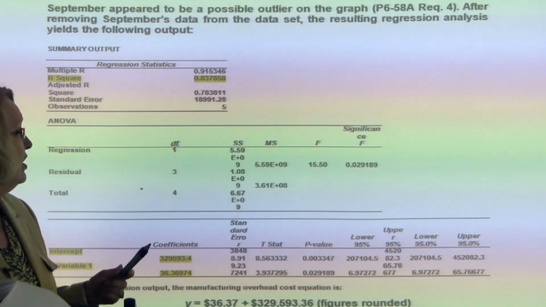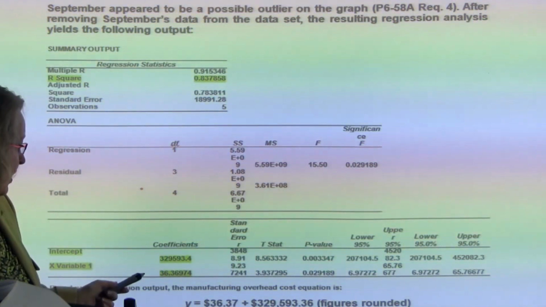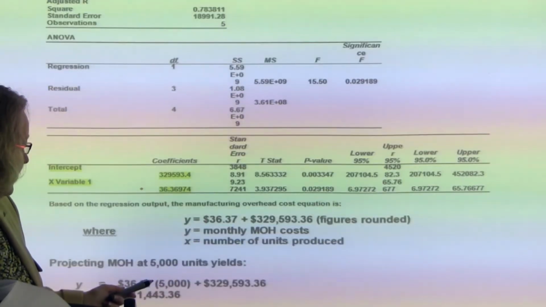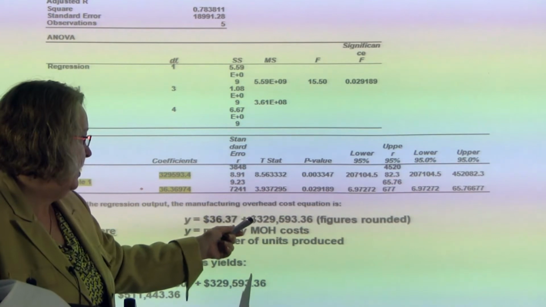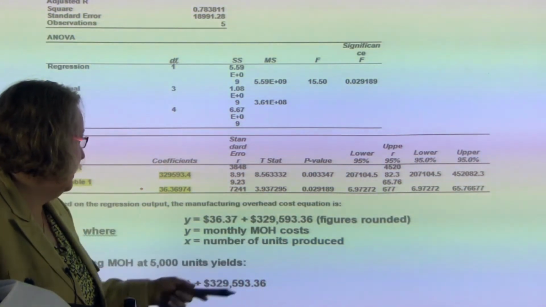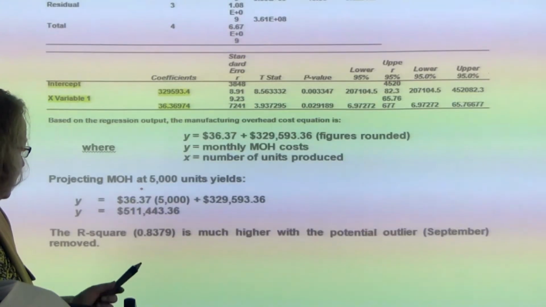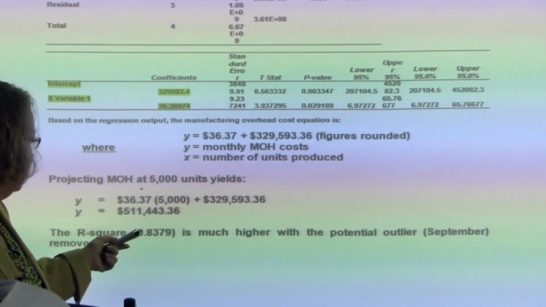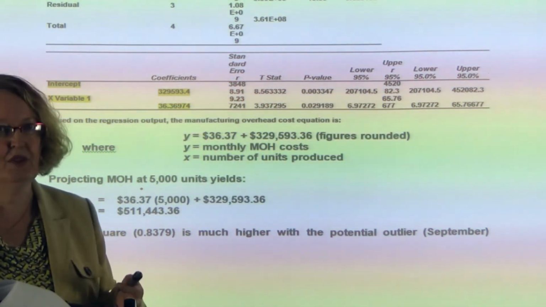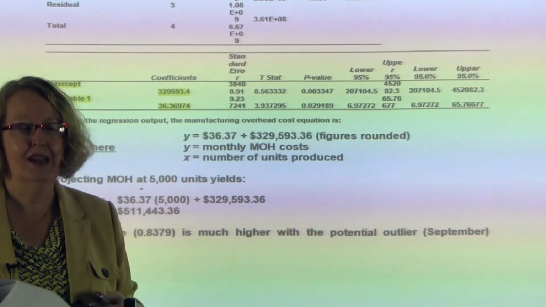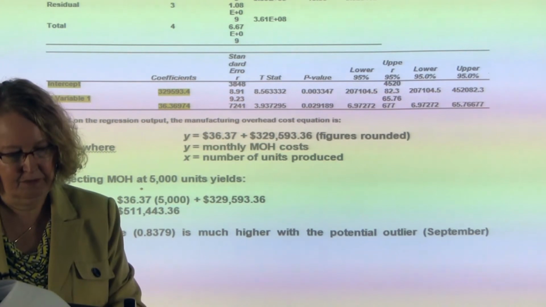the list of data. So this gives you a better R square, 0.83, and you come out with a formula that's giving you a variable cost of 36.37 and your fixed cost of 329,000. So your total cost here would be 511,000. With that R square, of course, it seems to indicate it's a much better fit because you've removed September. It's an outlier because it's not a typical month's data.